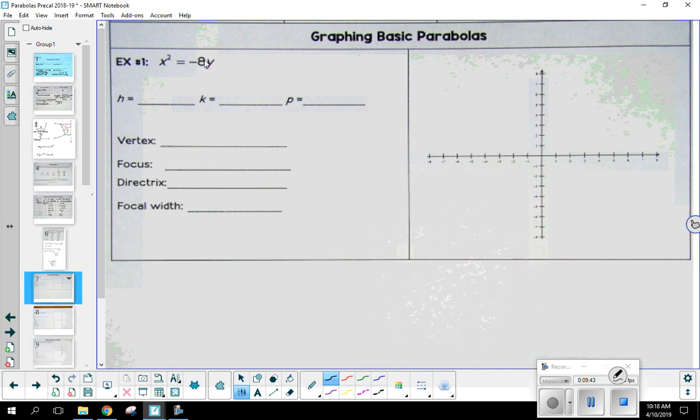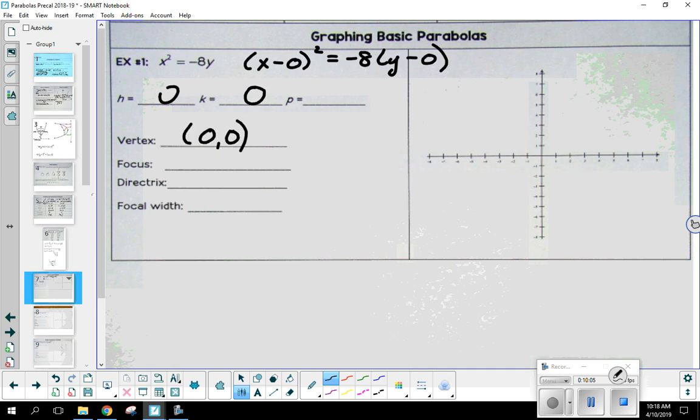Now, I like to go ahead and include zeros if there's no values, because I always like to see a squared group and a non-squared group. So I could say x minus 0 squared equals a negative 8 times y minus 0. But that's just a personal preference of mine. You don't have to do that if you don't want to. Okay. So because I can tell that H is 0 and K is 0, I know the vertex is at 0, 0. So starting right here at the origin.